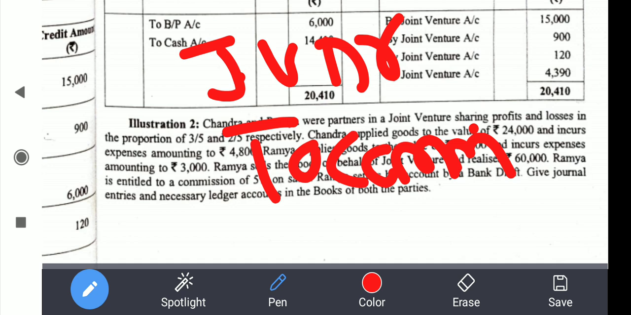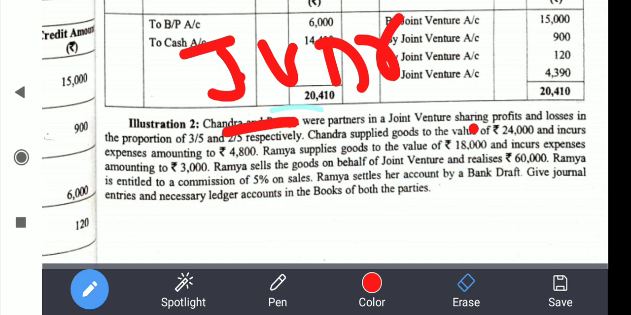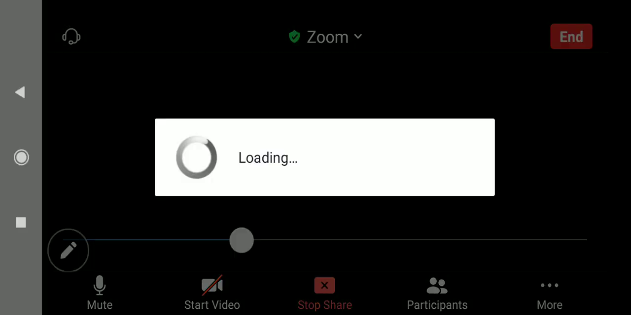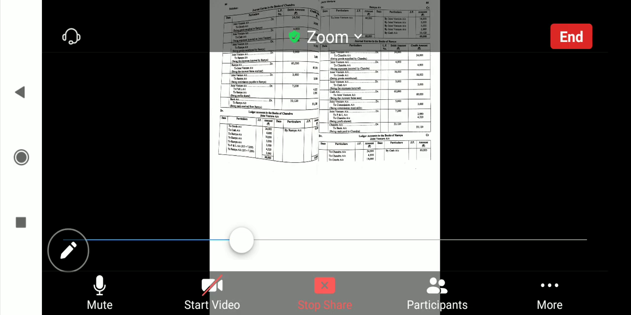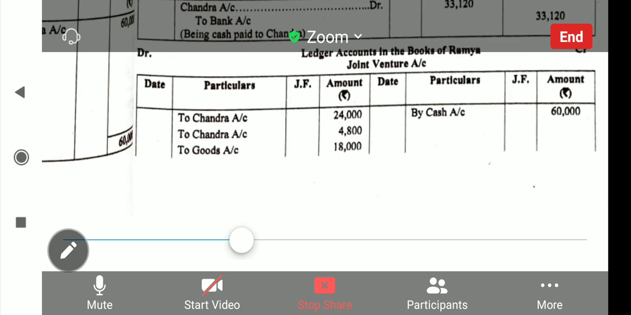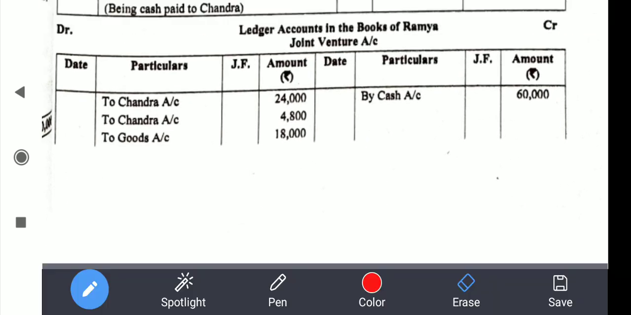Okay, so go on to prepare the ledger account. That is the joint venture account in the books of Ramya. Then after preparing, is it visible? This is the goods supplied by Chandra. This is the expenditure paid by Chandra. This is the goods supplied by Ramya. This is the sales.